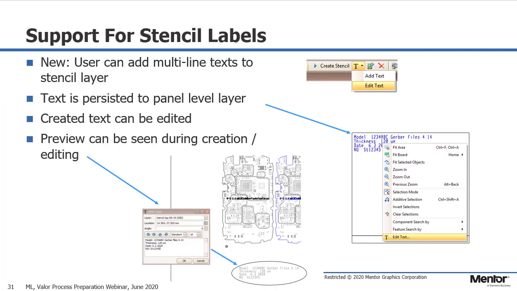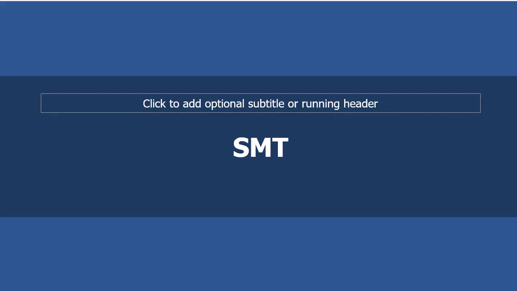It is common to want to add text to a resultant stencil, and now that is supported within the Stencil Design module to quickly add label text that will show on the final stencil layer.